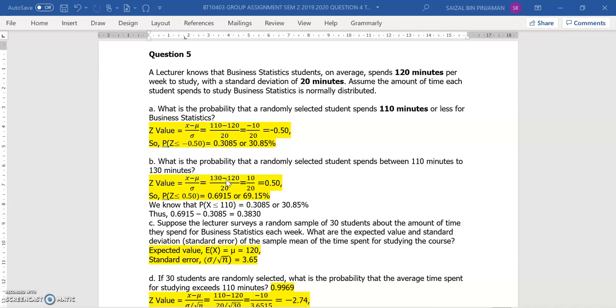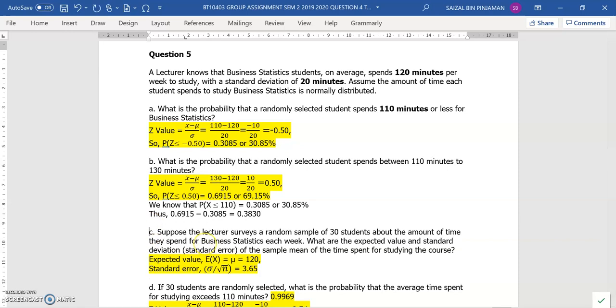As I mentioned in the previous session, question 5 is related to chapter 7 in business statistics, and we go straight to question C, as we have covered questions 5A and 5B in our previous session. For question C, suppose the lecturer surveys a random sample of 30 students about the amount of time they spend on business statistics each week. What are the expected value and standard deviation of the sample mean of the time spent studying the course?